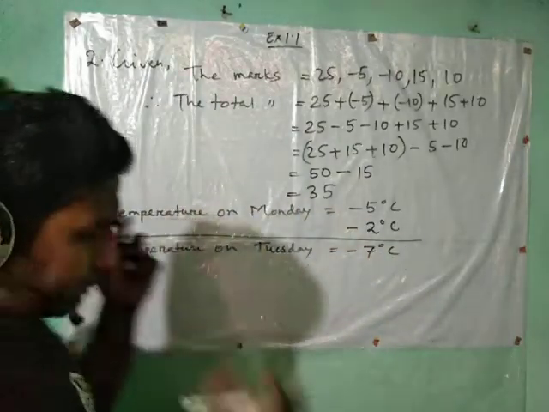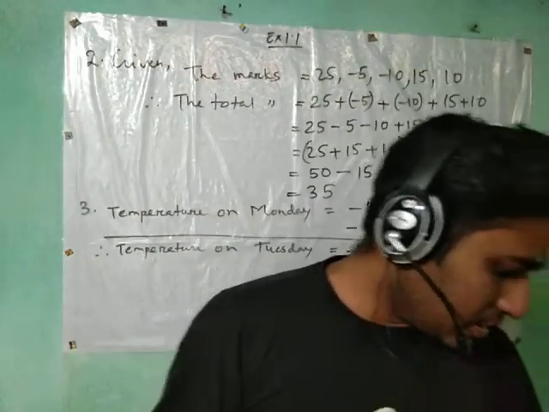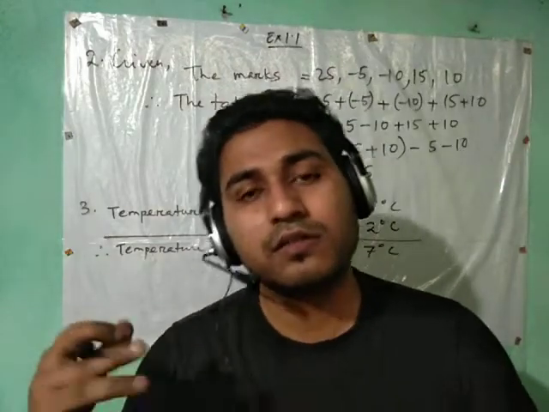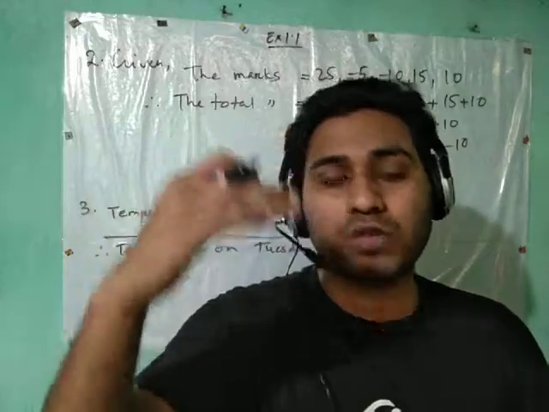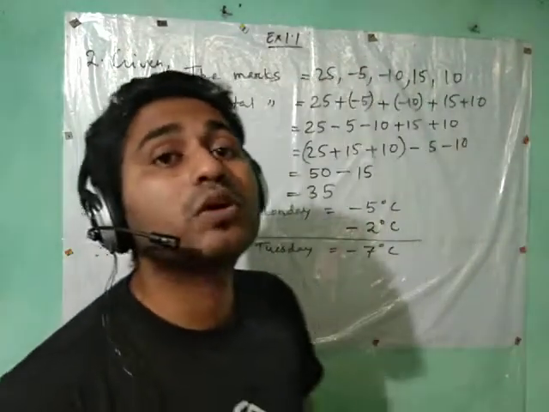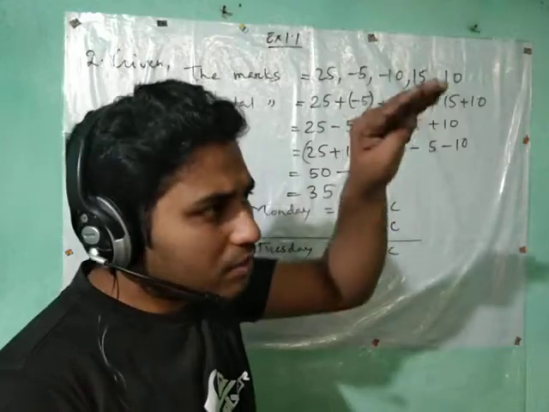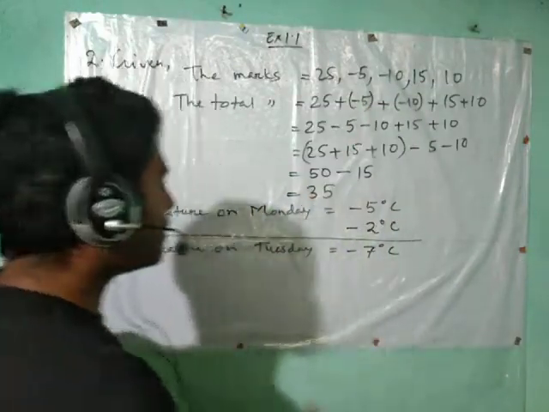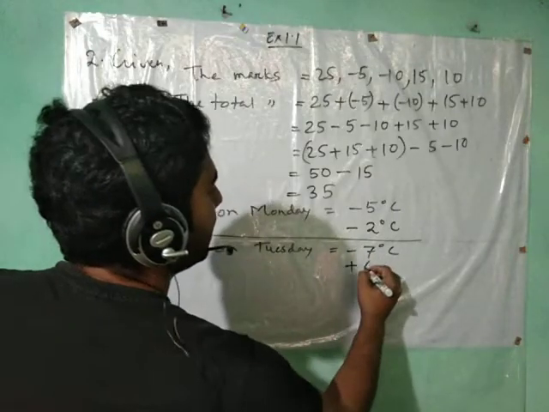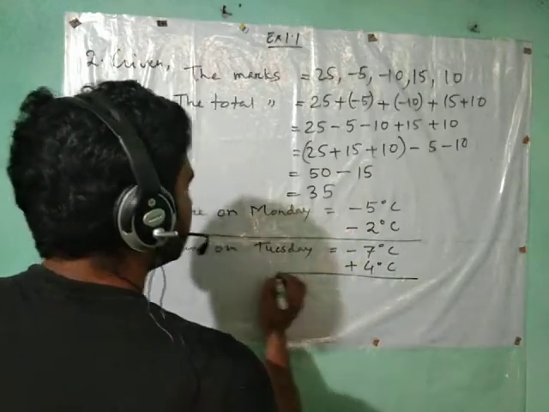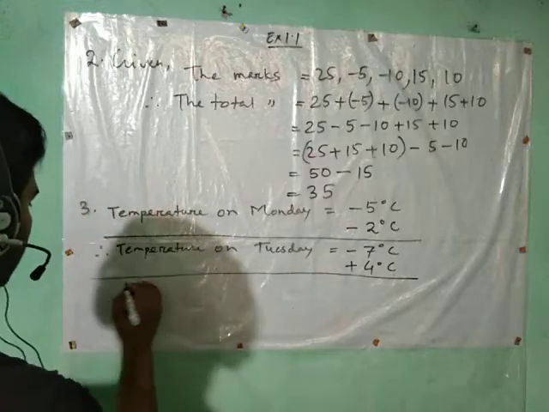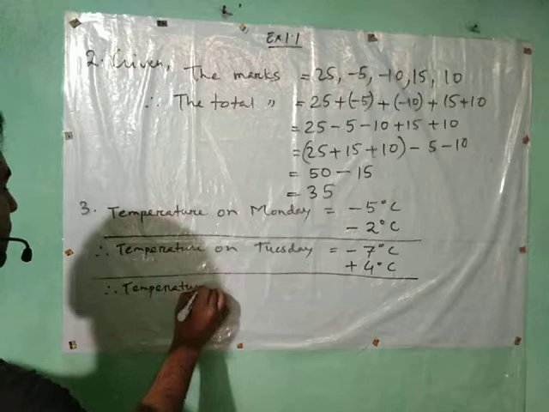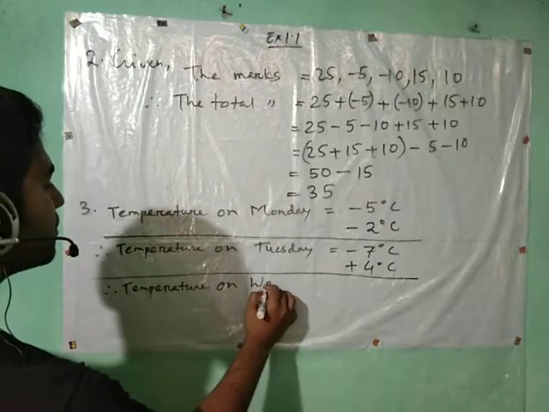Yes or no? After Tuesday, what is happening? See here, they are telling that after Tuesday it rose. Rose means rise. The temperature rose by 4 degree centigrade. Now if we represent fall by minus, then rise has to be represented by plus. That means +4 degree centigrade is the rise. Now therefore this is the temperature. Yes or no? This is the temperature on what?